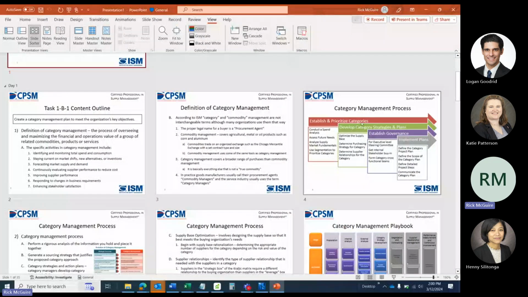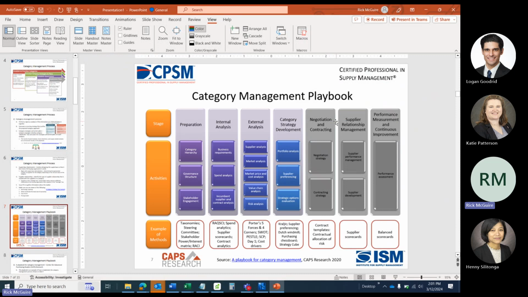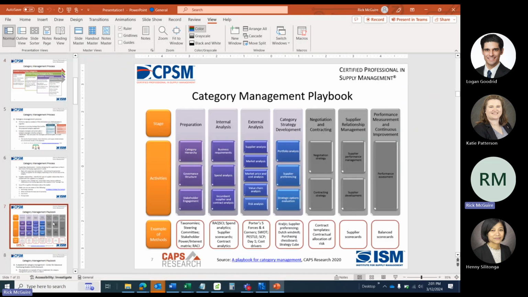So, as you recall, yesterday we were studying the 4-step ISM category management. This is the process, these 4 steps. And then this is the playbook that implements these 4 steps. So now today we're going to look at this playbook again.